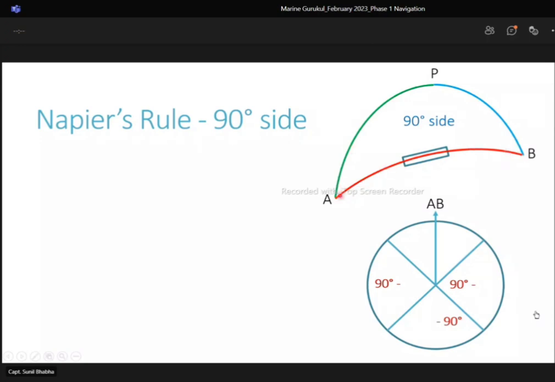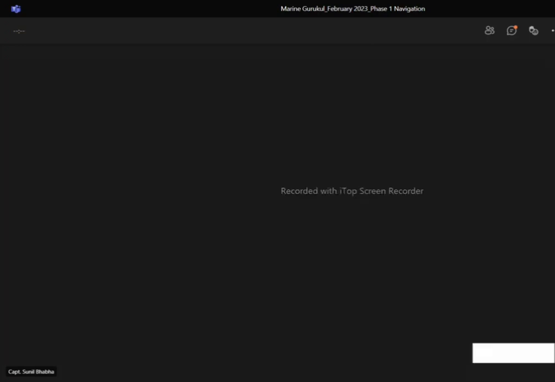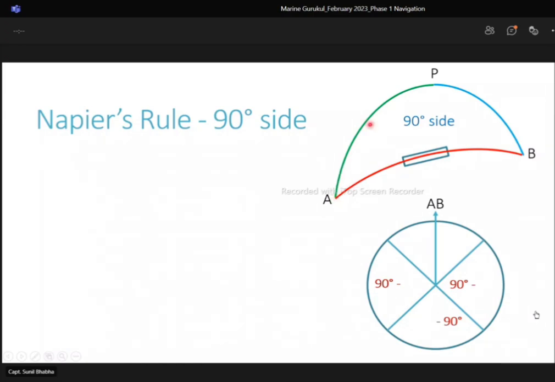From side AB, if we move clockwise, the first part which comes is angle A. Next is side PA, then angle P, next is side PB, and then angle B. Now let's move clockwise in the cartwheel also and fill up these parts one by one. So we start from AB. As we go clockwise, the first part which comes is angle A, filled up here in the cartwheel. The next part which comes is side PA, again filled up here in the cartwheel.